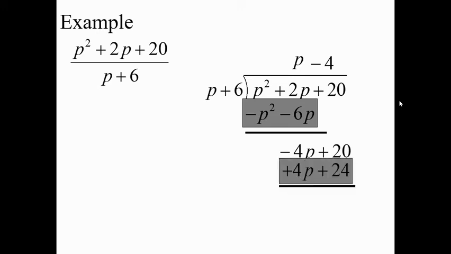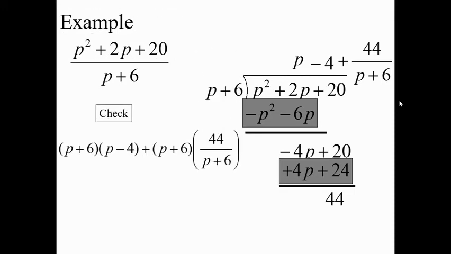We're going to add these together. Notice that we get 44. This time we don't have a 0 left over. We actually have a remainder. So what does this look like? Notice how we put the remainder over the entire divisor, okay?